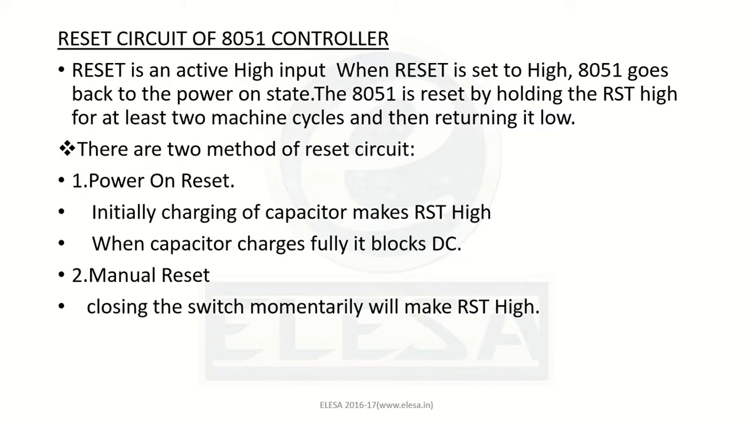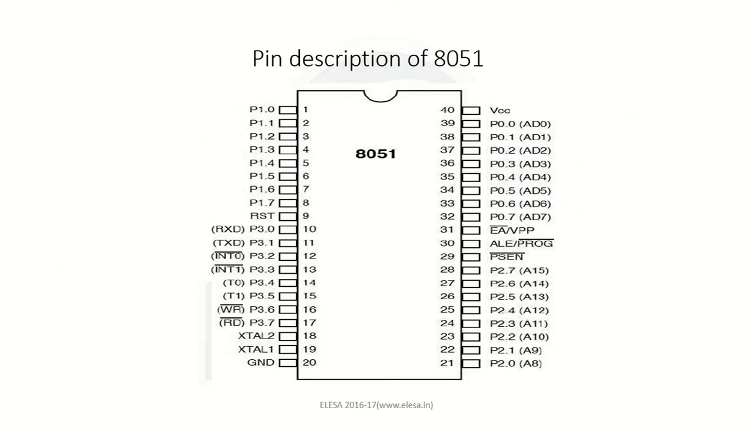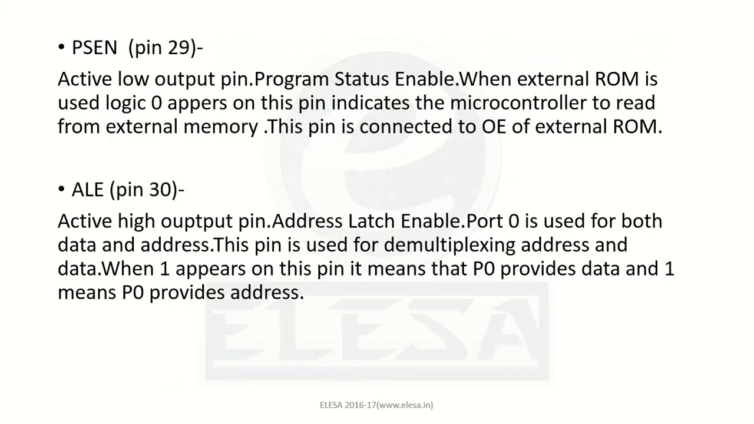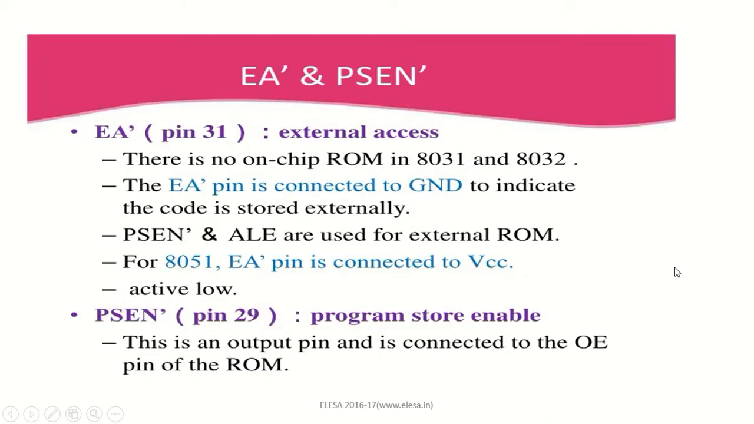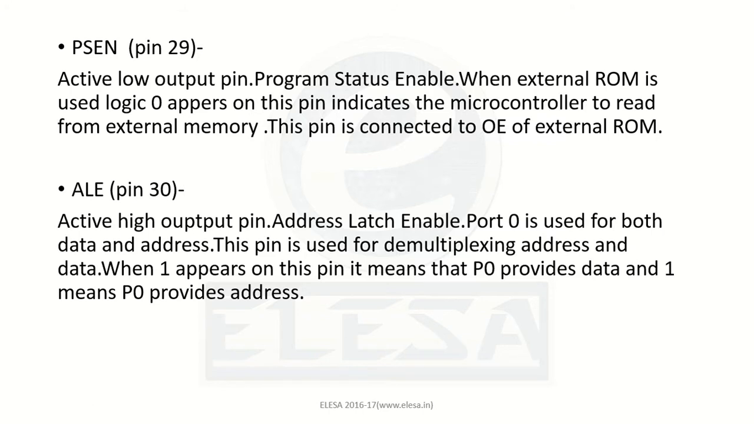Now port 0, going back here, port 0 is used to provide both address and data whenever an external memory is connected. So this ALE pin is used for demultiplexing address and data. When 1 appears on this pin, it means that the port 0 provides data. When 1 appears, it's a bit typing mistake here, it should be 0. So when 1 appears on this pin, port 0 provides data, whereas when 0 appears on this pin, it provides the address.